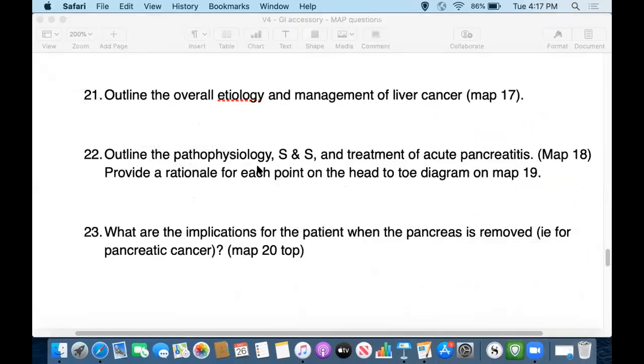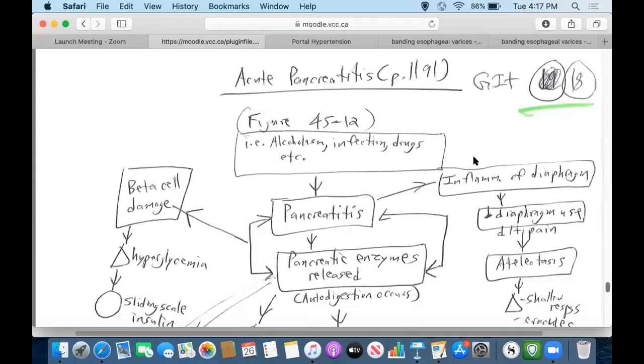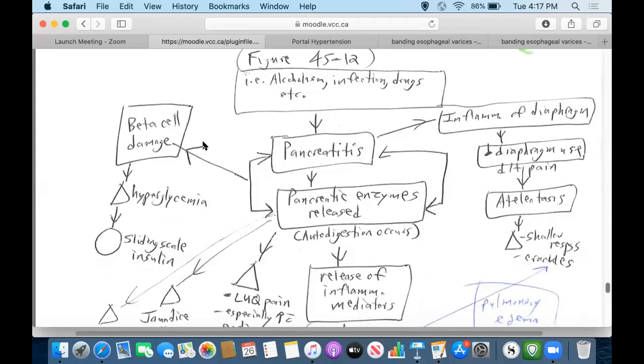All right, the next question, question 22, outline the pathophysiology and treatment of acute pancreatitis. Provide a rationale for all the points. So there's a couple of key points I want to go through with acute pancreatitis. First of all, with pancreatitis, you have that beta cell damage potentially, and so you're not able to manage your blood sugars well, increasing hyperglycemia, maybe on sliding scale insulin. Now, we're talking about a patient who may have no background of diabetes up until this point. This is strictly related to the pancreatitis. You might have them on sliding scale insulin.